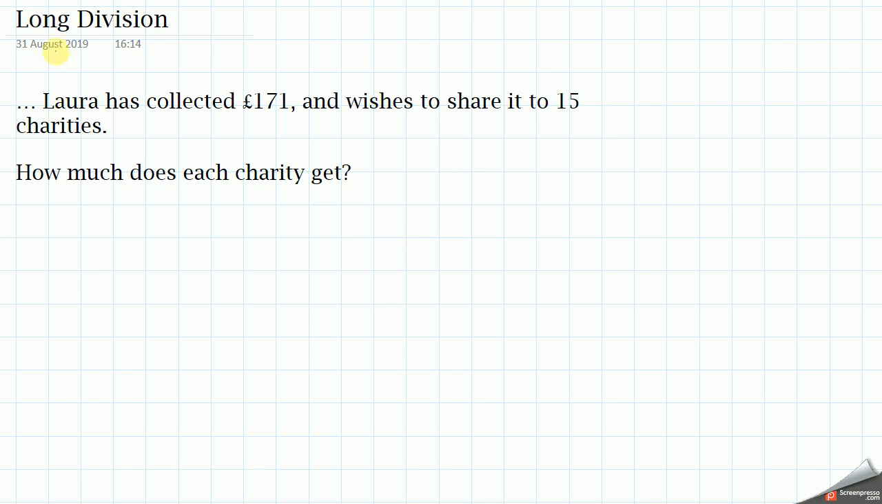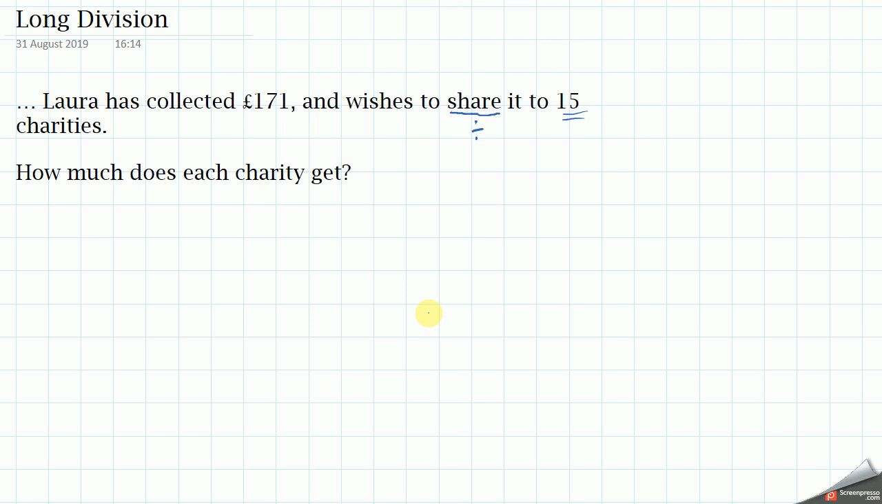Okay, this is a follow-on from the long multiplication question. We know Laura's collected now £171, and she was to share it among 15 charities. The fact that we say share, you see the keyword share, implies that we're going to do a division. This 15 we're going to divide by.